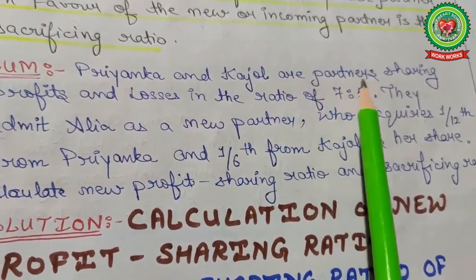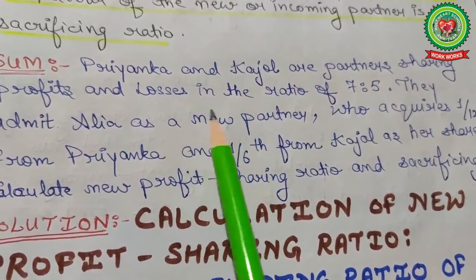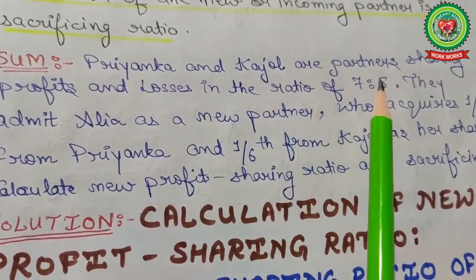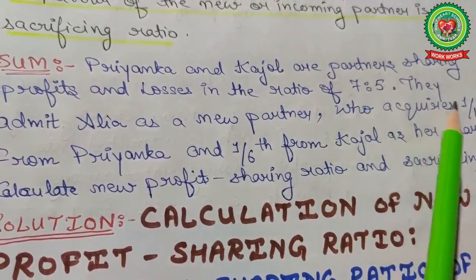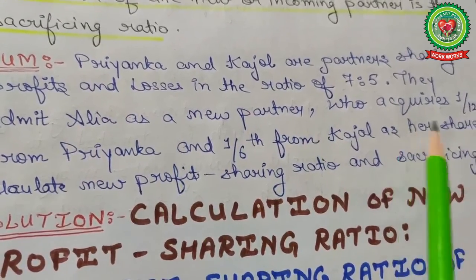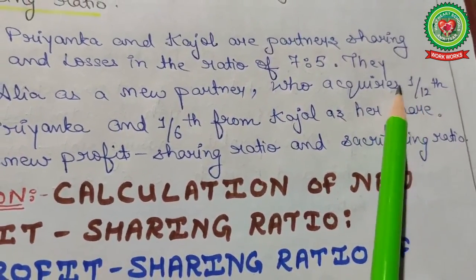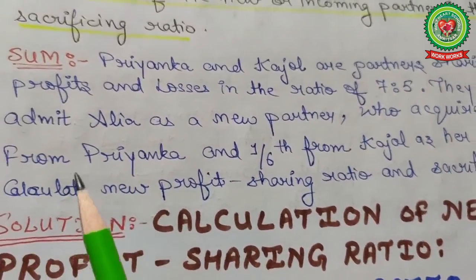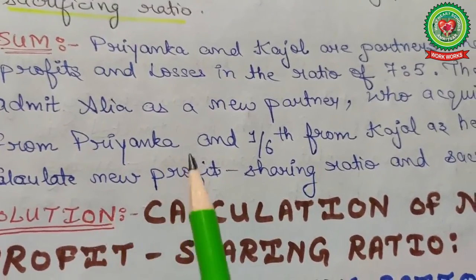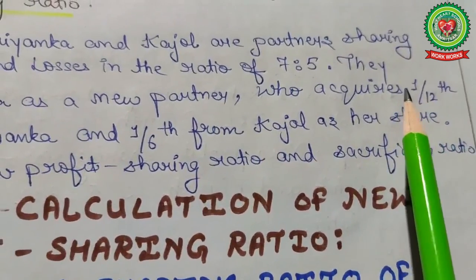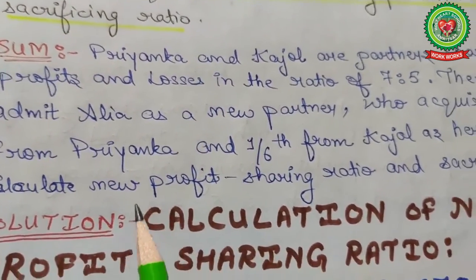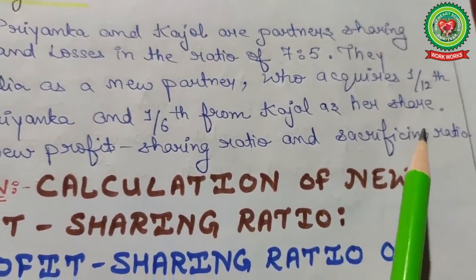Priyanka and Kajol are partners sharing profits and losses in the ratio 7:5. So the old partners are Priyanka and Kajol, and the profit sharing ratio is 7:5. They admit Alia as a new partner, who acquires 1/12 share from Priyanka, the old partner, and 1/6 from Kajol as her share. So both sacrificed in favor of the new partner Alia, Priyanka 1/12 and Kajol 1/6. Calculate the new profit sharing ratio and sacrificing ratio.